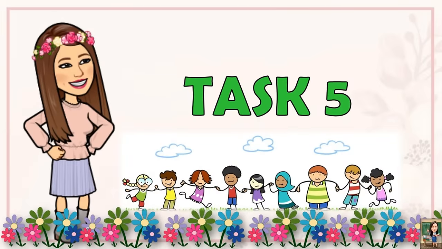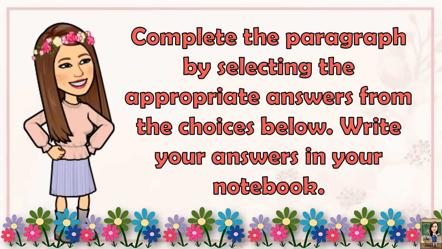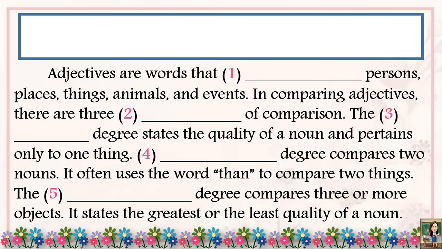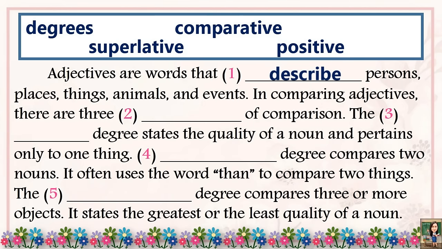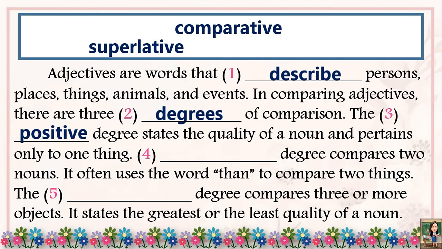And for the last task, task 5, complete the paragraph by selecting the appropriate answers from the choices below. Write your answer in your notebook. The choices are sentences, degrees, comparative, describe, superlative, positive. Let's start. Adjectives are words that describe persons, places, things, animals, and events. In comparing adjectives, there are 3 degrees of comparison. The positive degree states the quality of a noun and pertains only to one thing.